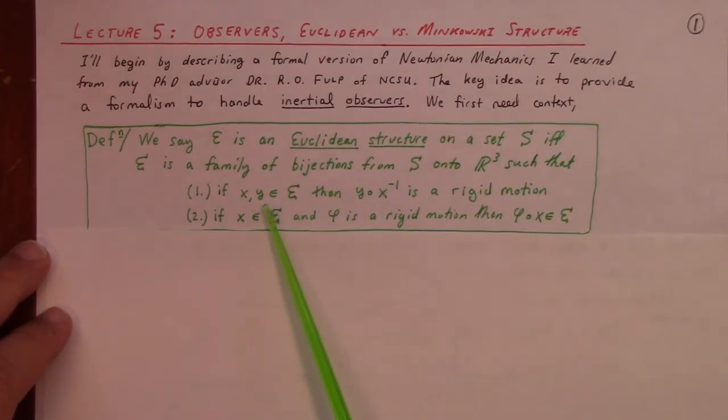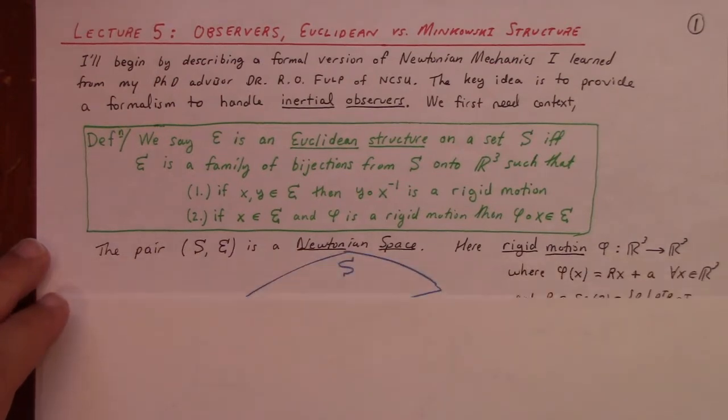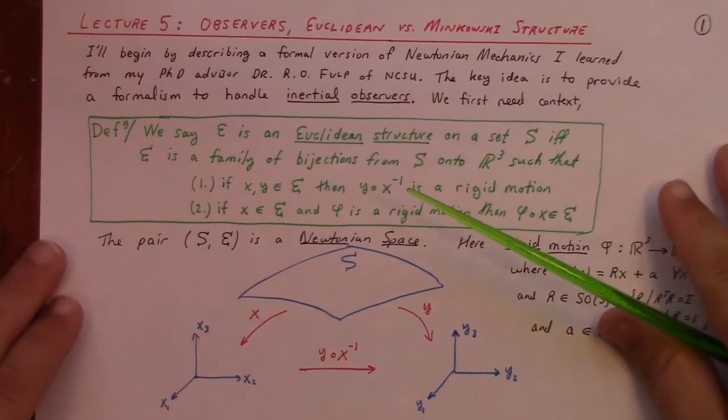We insist that if you take the composite of one and the inverse of another, you get a rigid motion, in the sense that it's a translation and a rotation of R3. And if you take any one of these bijections, X, and any rigid motion, then the composite of the rigid motion and X is again in the Euclidean structure. That's kind of a maximality condition. So here's a picture of what's going on, roughly speaking.